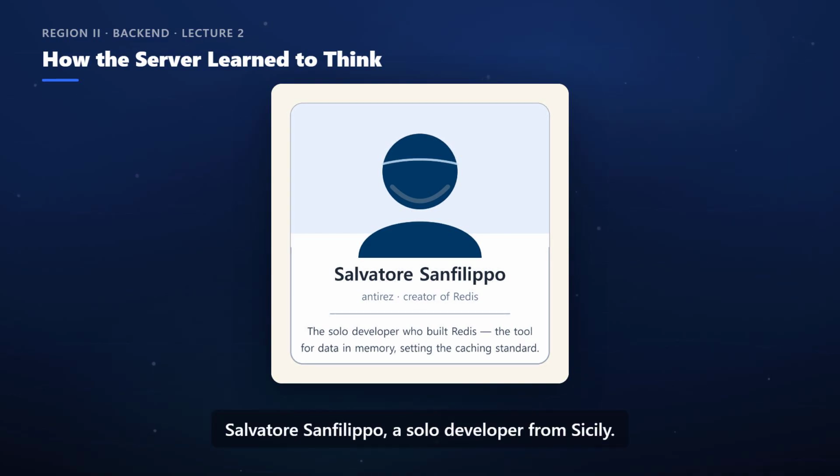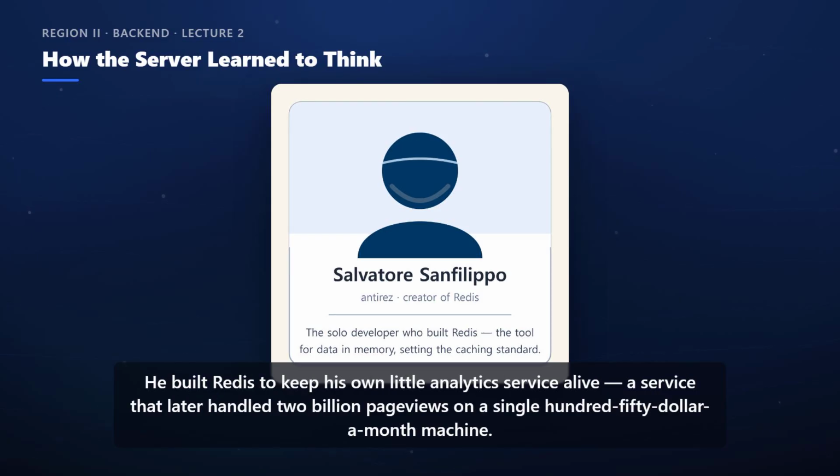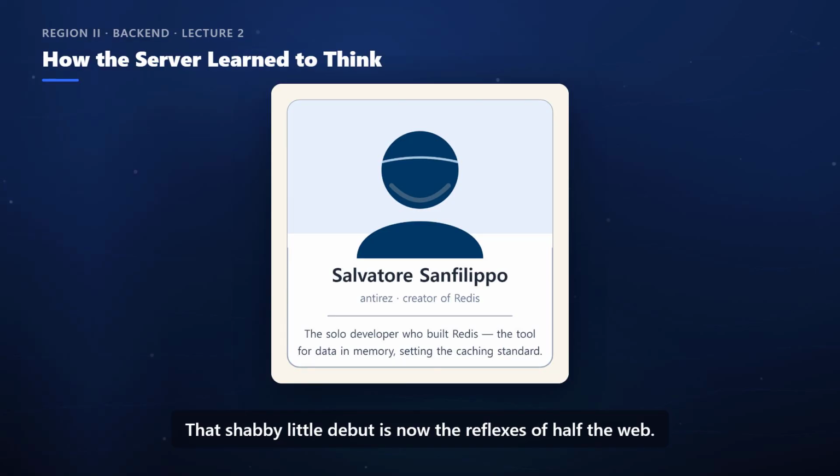Salvatore Sanfilippo, a solo developer from Sicily. His origin story is perfect. Back in the 90s he tried to buy a graphics card and bought a modem by mistake, and that accident pulled him onto the internet. He built Redis to keep his own little analytics service alive, a service that later handled 2 billion page views on a single $150 a month machine. When he posted Redis online, it got 5 comments, 3 of them a shrug. That shabby little debut is now the reflexes of half the web.